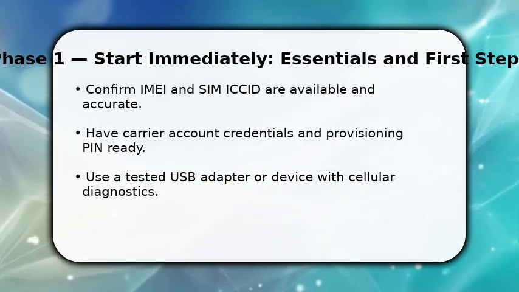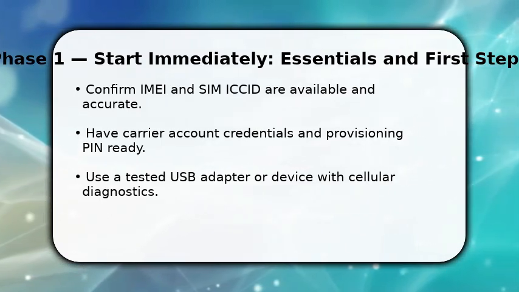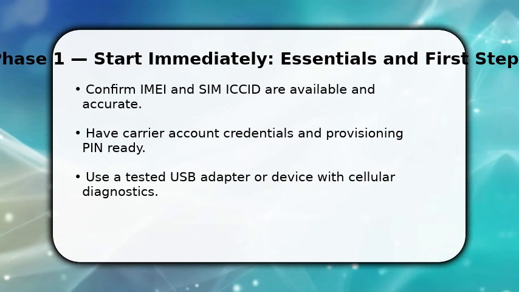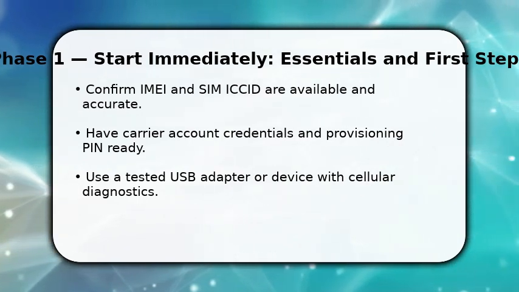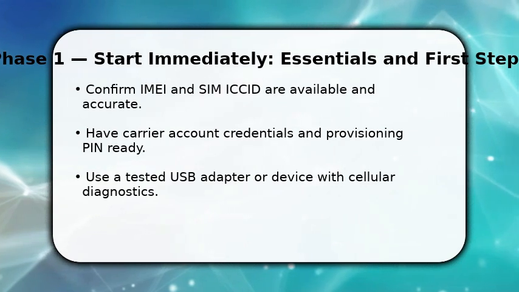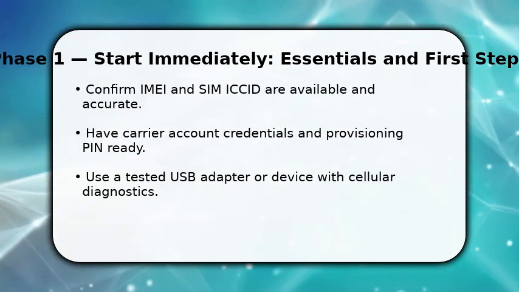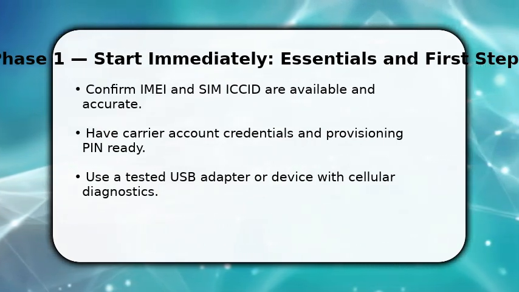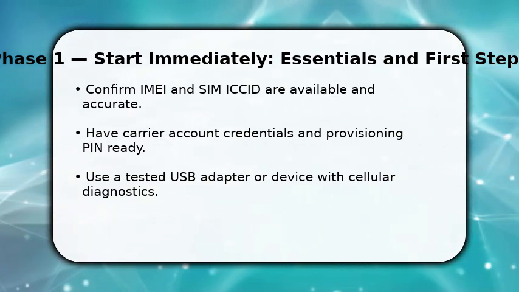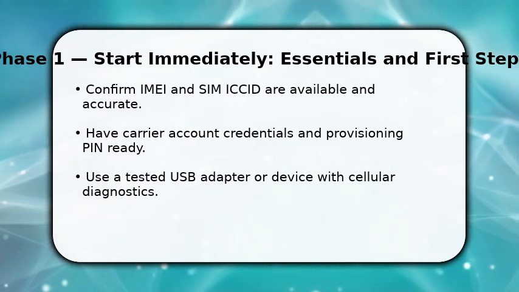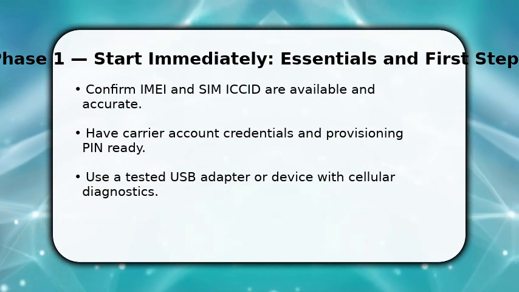You begin by confirming the IMEI and SIM ICCID. These identifiers must match carrier records. Once you have carrier credentials and any provisioning PIN, connect the device with a known good USB adapter or diagnostic port. You will use the carrier portal or an MNO provisioning tool right away, so log in and enter the IMEI and ICCID exactly as shown. Make sure to record any error codes returned. They guide the next steps and avoid repeated, unnecessary resets.